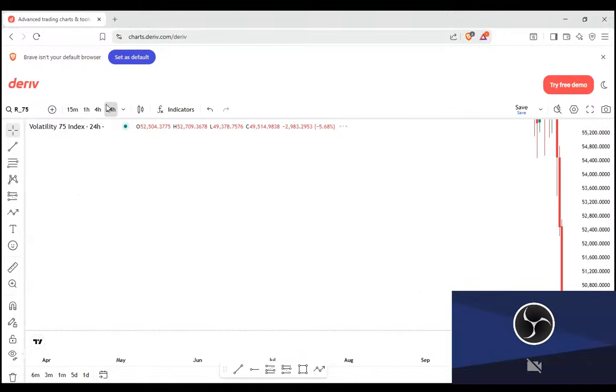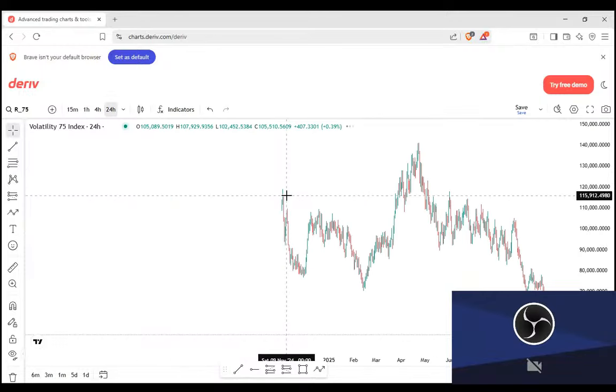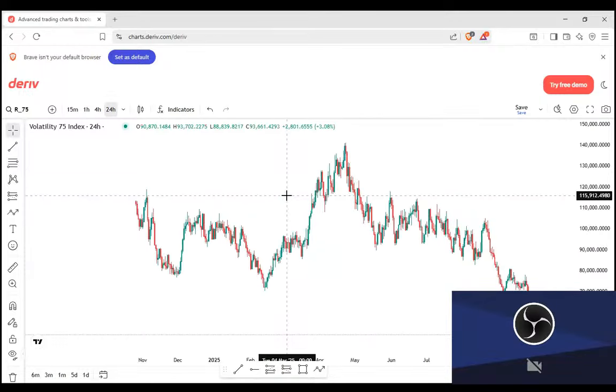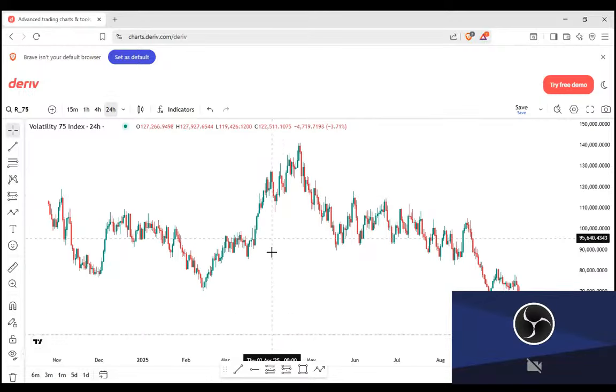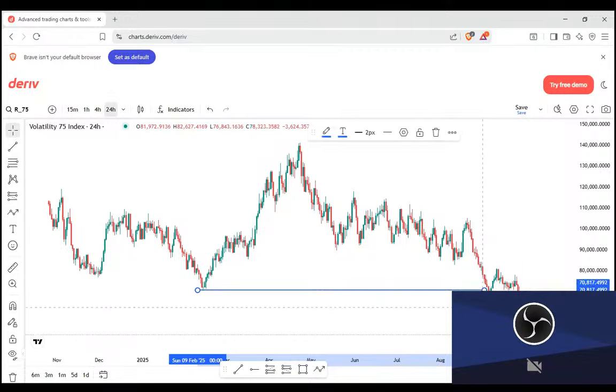This 75. Let's go down to the 24 hours time frame. If you notice on the 24 hours time frame, what was price doing? Price is giving us a selling opportunity. Breakout structures are giving us a clear downtrend move.